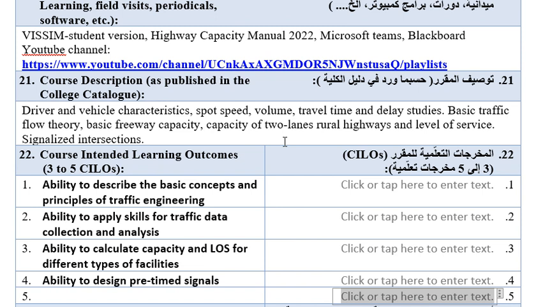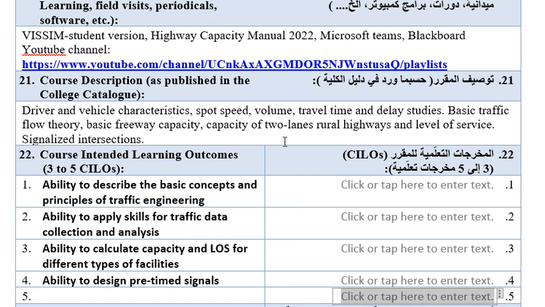Then we have the topic of traffic flow theory. Traffic flow theory means all the equations and formulas which you will apply on traffic data.